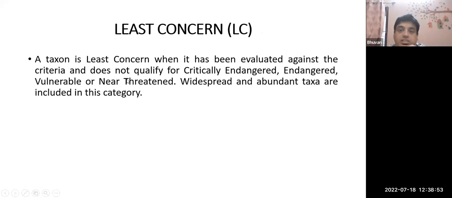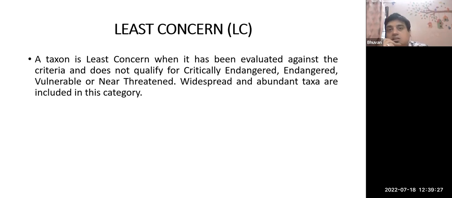Because if human activities continue unabated, then they might land in these categories in the near future. And finally, we have the least concern. The least concern category means their population has been evaluated and they don't face any kind of threat at present or in the near future. Such organisms are categorized in the least concern category, and the examples include your house crow, Corvus splendens. Similarly, the Milvus migrans, the black kite, which you used to see around the cities, can also be classified under the least concern category.